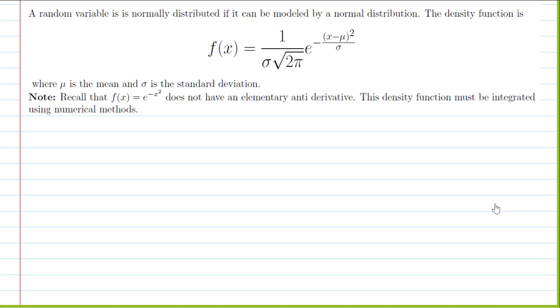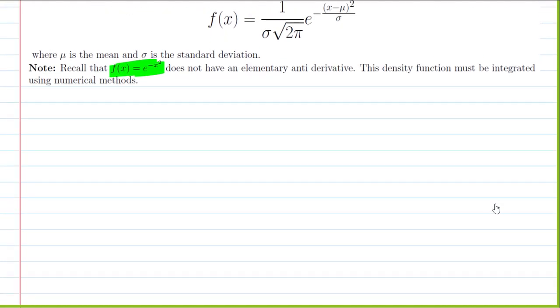So the base probability density function is e to the negative x squared. And it does not have an elementary antiderivative. So the density function for the normal distribution has to be integrated using numerical methods. So Simpson's rule, midpoint rule, trapezoid, whatever. But it does not have an antiderivative and it can't be calculated directly. That's just the way that it is.